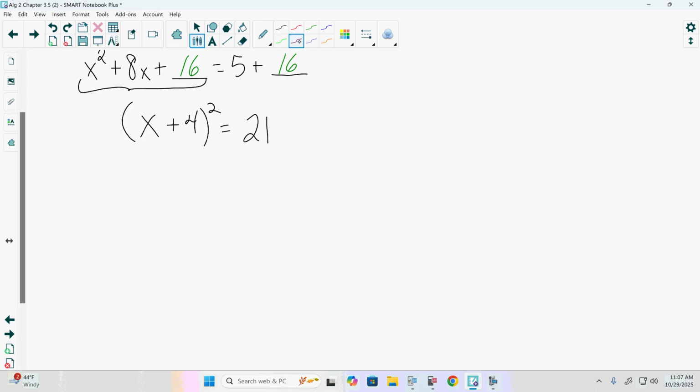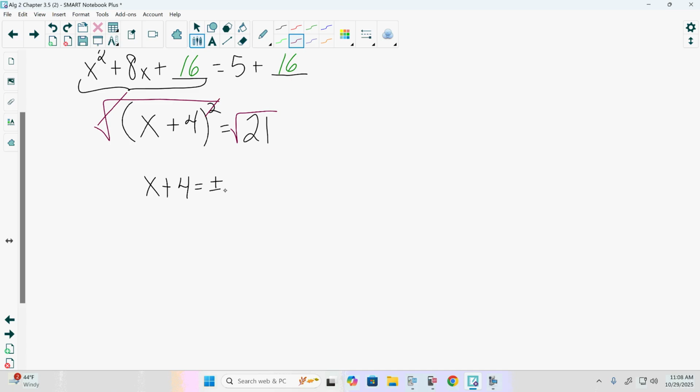So we have it factored. Now we just need to solve. So we're going to square root both sides. And on the left-hand side, the square root and square will cancel. So we have x plus 4 is equal to plus or minus, because again, every time we take the square root of both sides, we have to put the plus or minus.